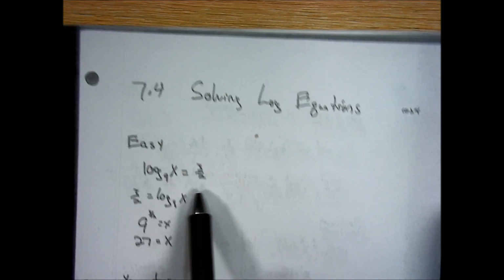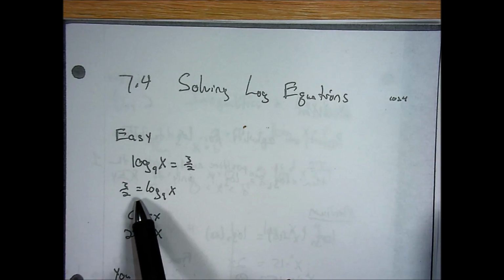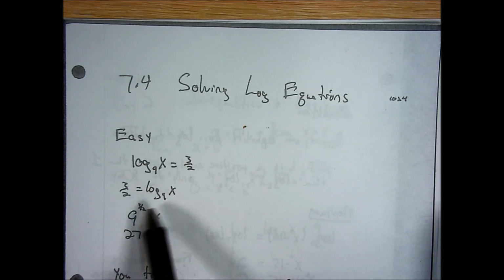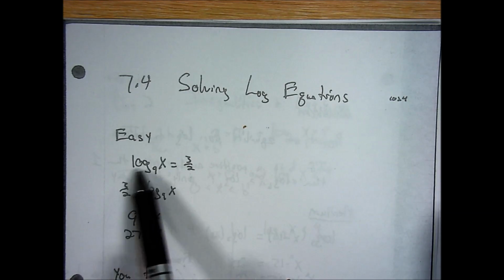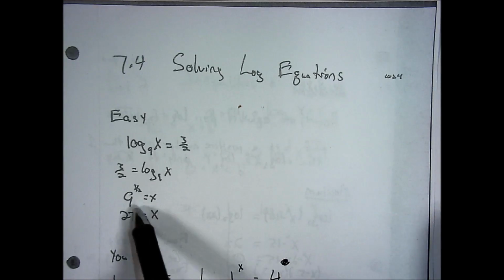Okay, we would turn this around. At least you don't have to, this is how I would do it. Turn it around, 3 halves equals log base 9 of x. And that helps to remind me 3 halves is the power of 9 that equals x. And I can just type that into the calculator, 9 to the 3 halves power, and I get 27.